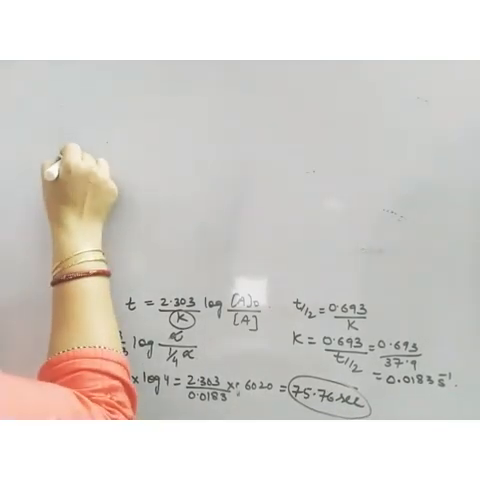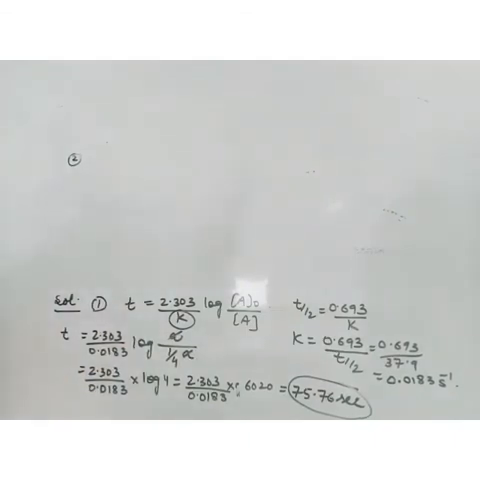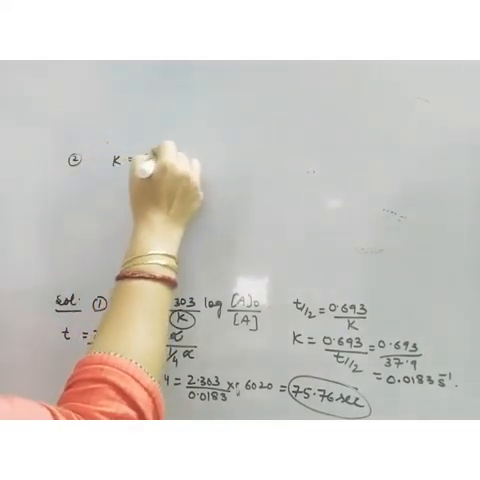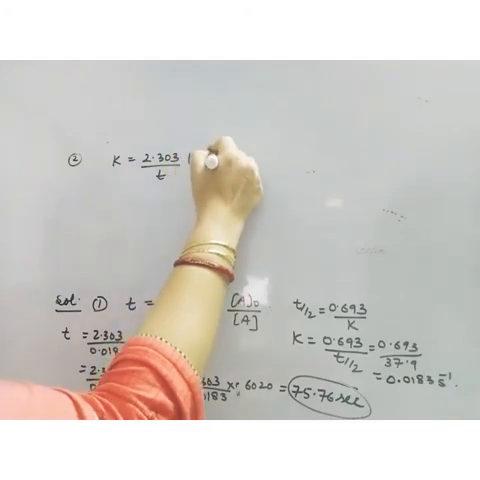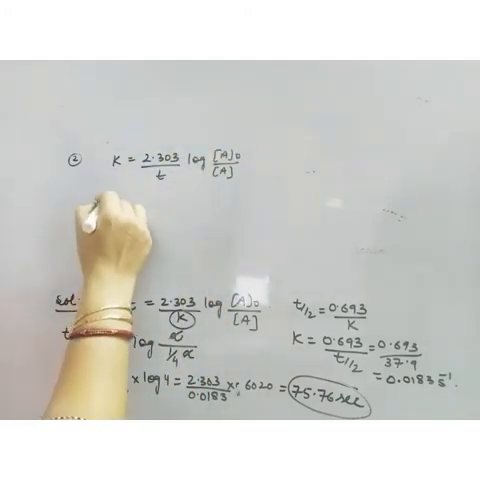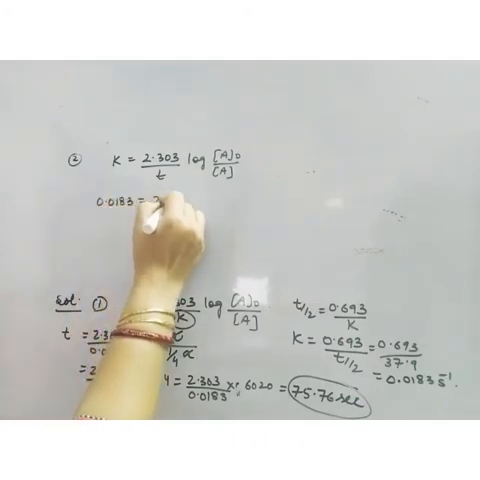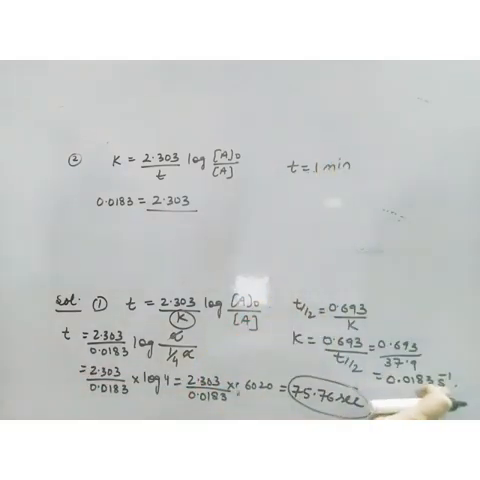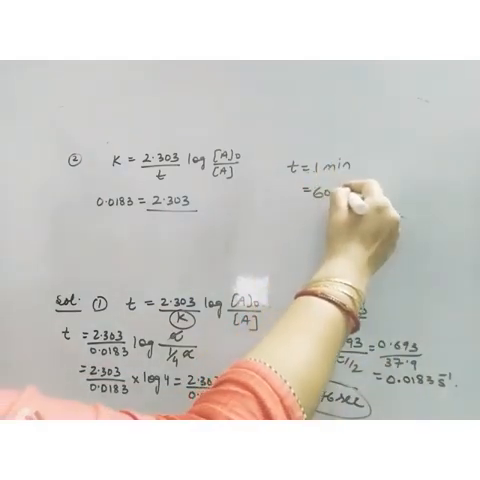Now the second part says, how much fraction of the sample remains behind after 1 minute? Means after 1 minute how much will be remaining. Okay, remaining means we have to calculate the final concentration. So I will use this expression again. Now K is with us. Now time is 1 minute. Now this is in seconds, so it will be 60 seconds.